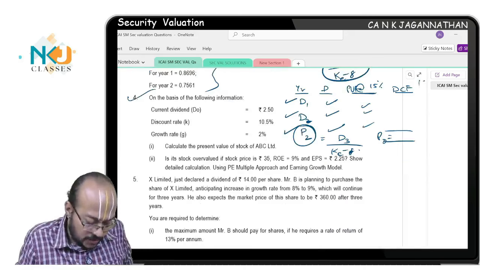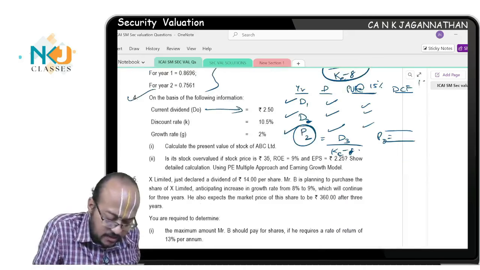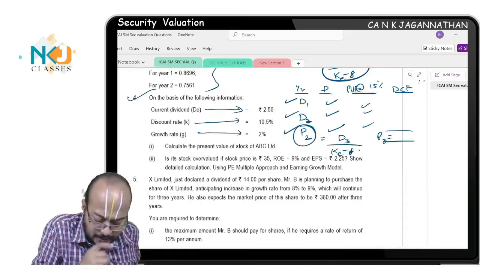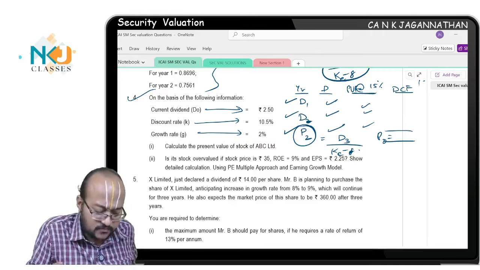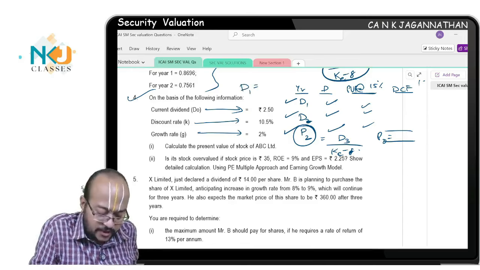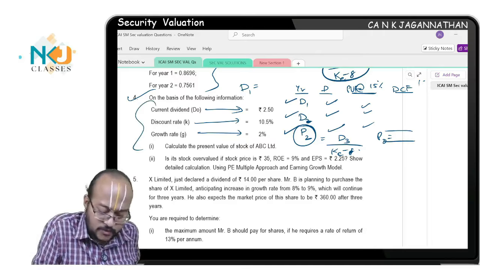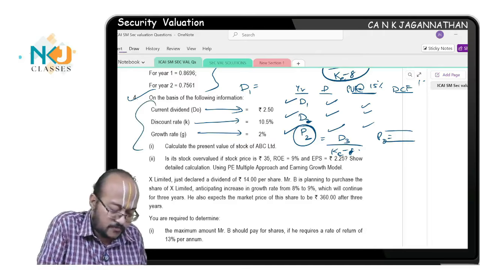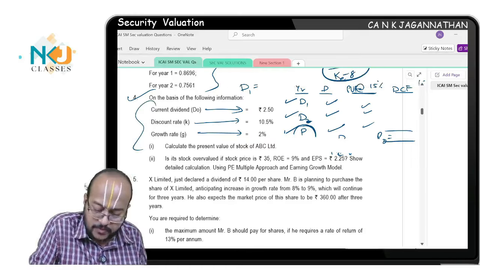On the basis of the following information, current dividend is given, discounting rate given, growth rate is given, calculate present value of the stock. See, D0 they have given, so D1 you compute. D1 is nothing but D0 into 1 plus G, you will find D1, then D1 by KE minus G, assumed to be constant growth rate formula. Constant growth rate you will apply and find it out.